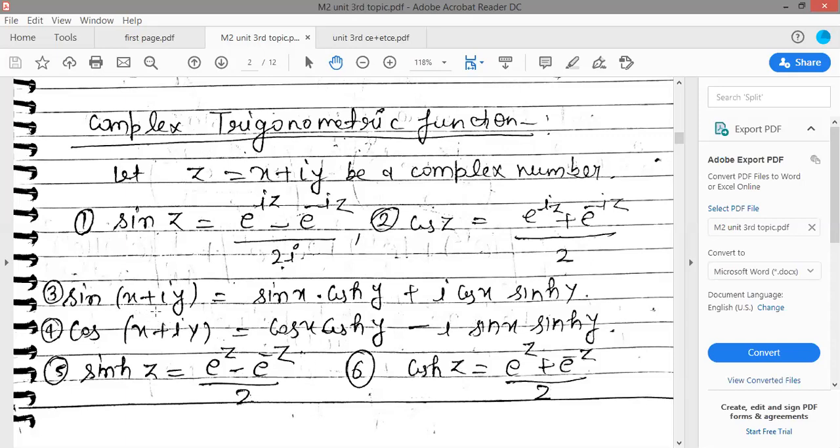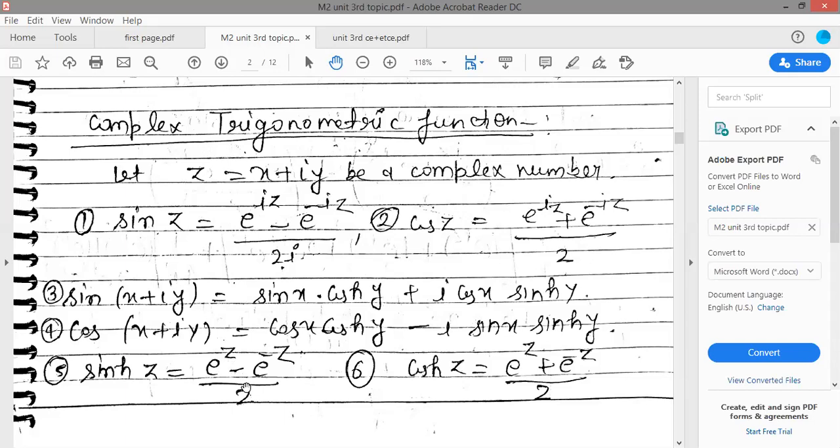So sin(x + iy) = sin x cosh y + i cos x sinh y. cos(x + iy) is equal to this one, sinh z. Here in the first formula, hyperbolic is not here, so it will be e^(iz). But in the hyperbolic formula, i will be removed.